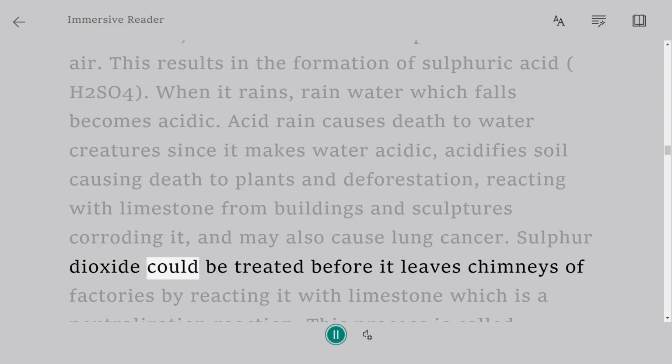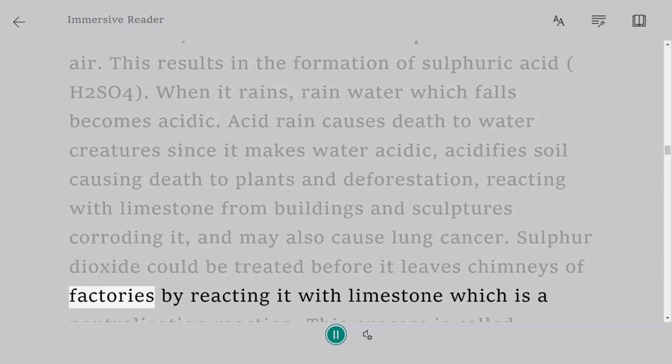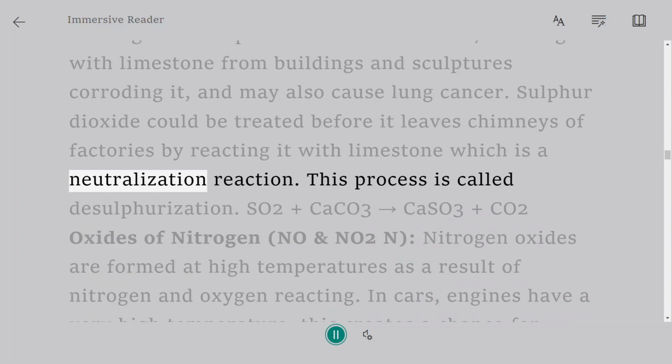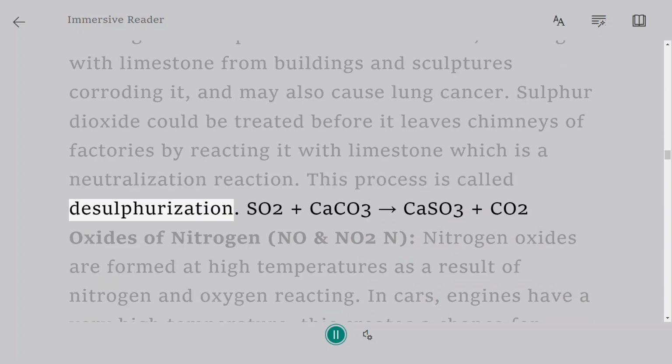Sulfur dioxide could be treated before it leaves chimneys of factories by reacting it with limestone, which is a neutralization reaction. This process is called desulfurization. SO2 plus CaCO3 gives CaSO3 plus CO2.